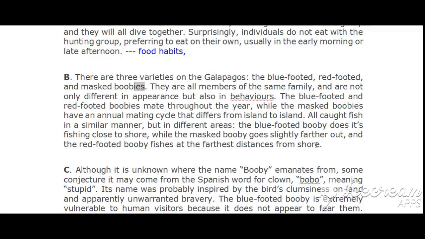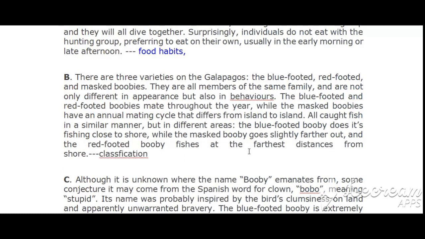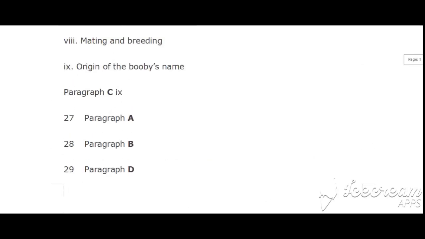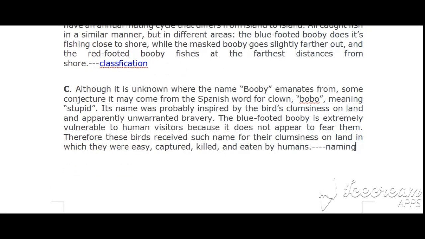So it means this paragraph is all about the classification, because here the author talks about the types, right? So it's all about the classification. So this is our heading for this paragraph. We do not need to do it because it's already done by the examiners, as we see here that paragraph C is answer 9. So we can avoid it, but let's move to the fourth one.